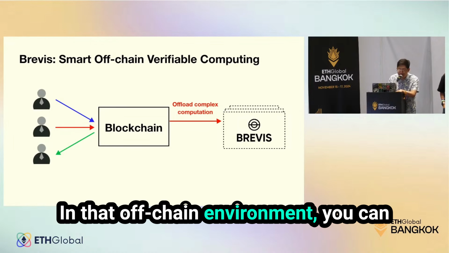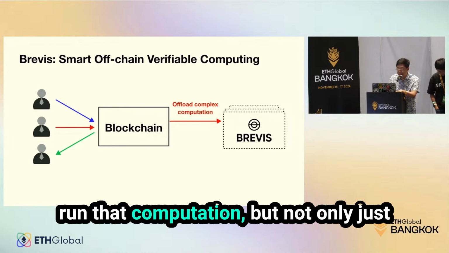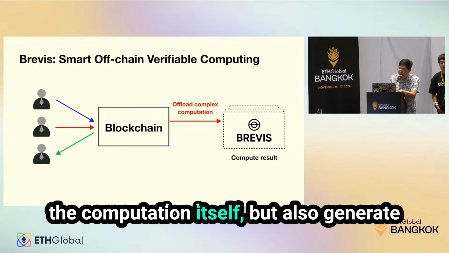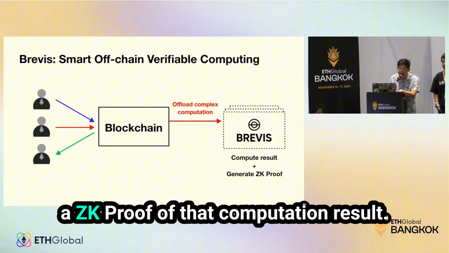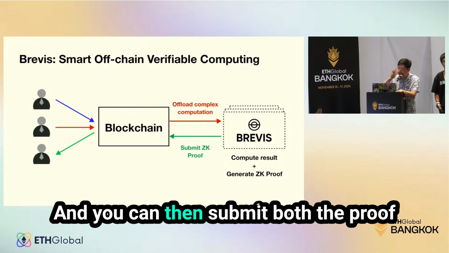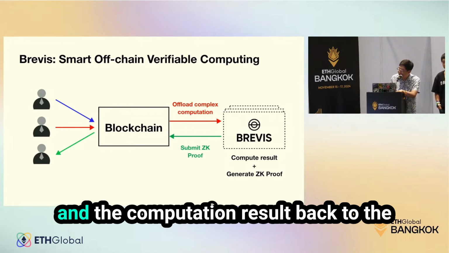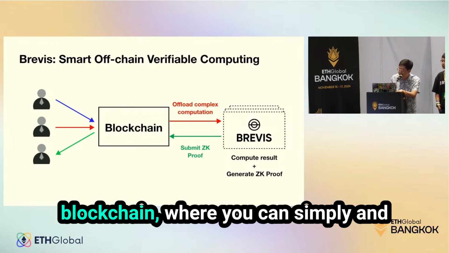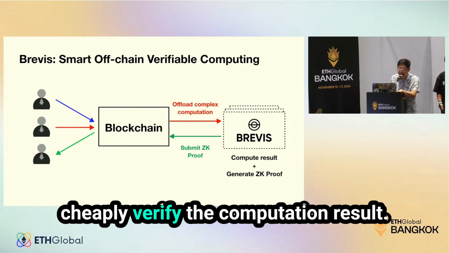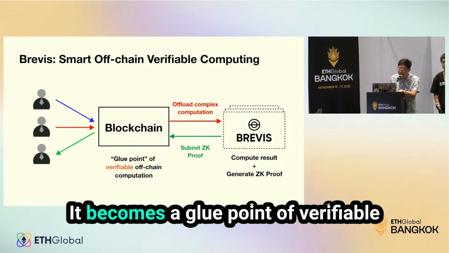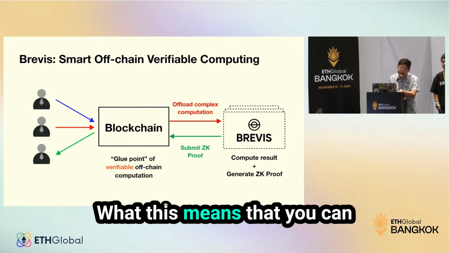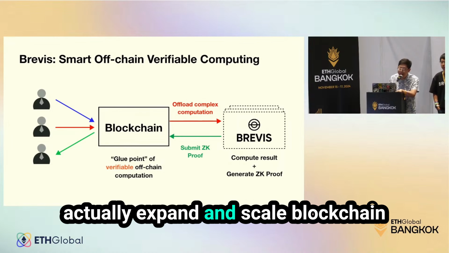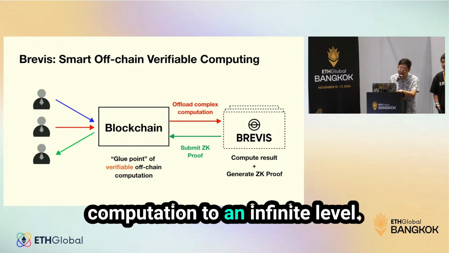In that off-chain environment, you can run that computation, but not only just the computation itself, but also generate a ZK proof of that computation result. And you can then submit both the proof and the computation result back to the blockchain, where you can simply and cheaply verify the computation result. It becomes a glue point of verifiable computation resources. What this means is that you can actually expand and scale blockchain computation to an infinite level.